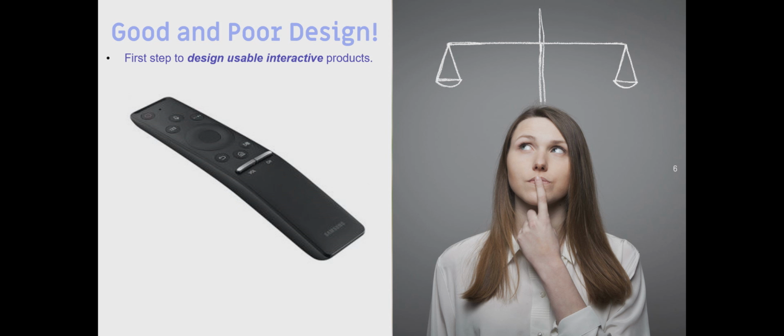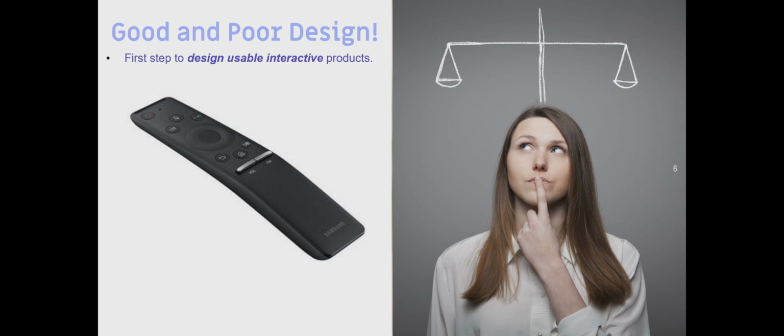Let's take a look at an example of good design. As you can see here, this is a remote that doesn't have too many buttons and the buttons are far from each other and also well placed. The shapes of the buttons are different from each other, so you don't need to look at the remote every time you want to use this.